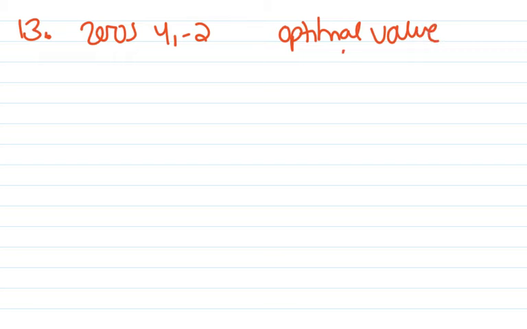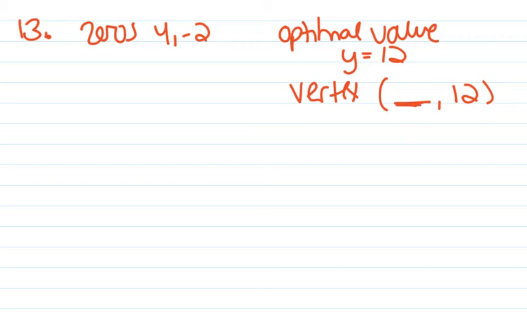Express in standard form the equation of the parabola that has zeros at 4 and negative 2, and whose optimal value for y is 12. So when they talk about the optimal value, that's the vertex. So we know the vertex is something comma 12. So we need to find that something before we can use that point in our equation. So that something is the axis of symmetry.